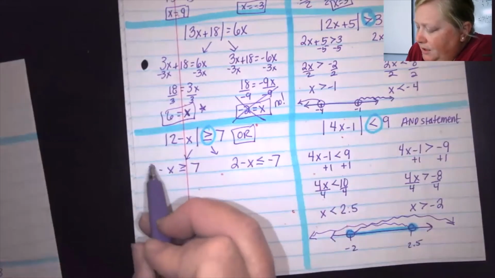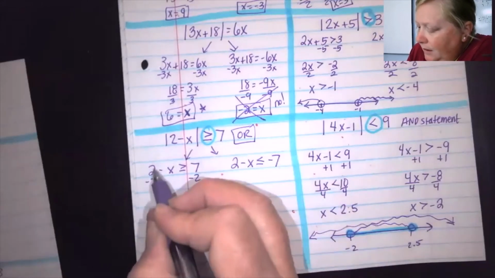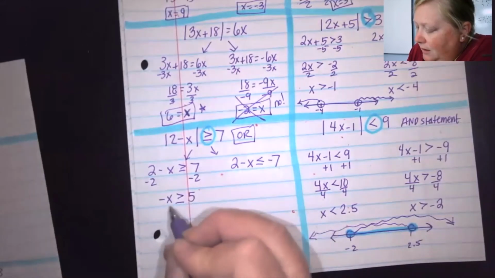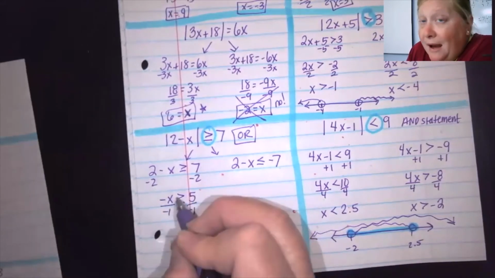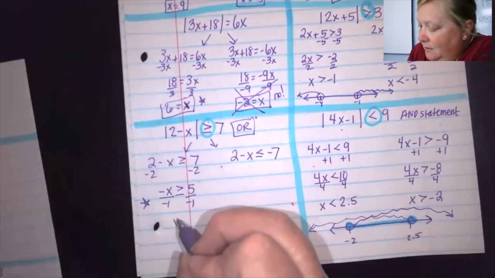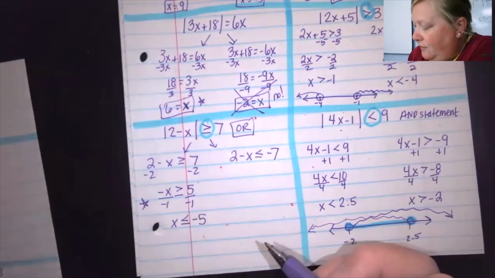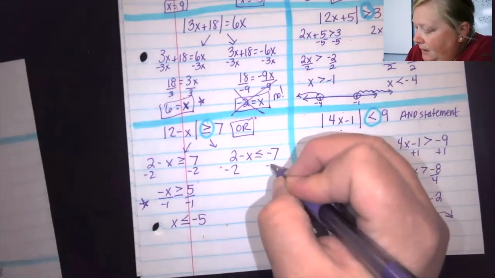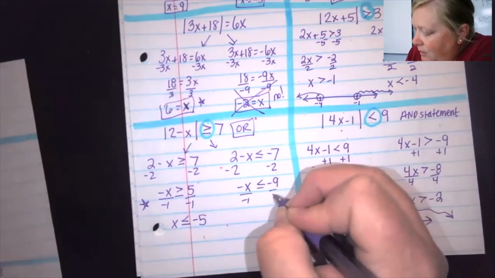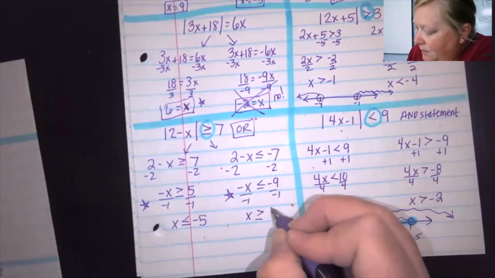So this 2, should I add 2 or minus 2? I'm going to minus 2 because it's already positive. So I'm left with a -x is greater than 5. Yikes! Divide by a -1. And when I divide by a negative, oh, I'm going to star it, remember? I'm going to flip the sign. So x is less than a -5. Do the same thing again. -x is less than -9. Divide by -1. Uh-oh. Dividing by a negative, so flip the sign.